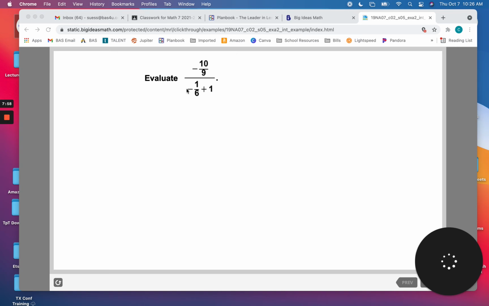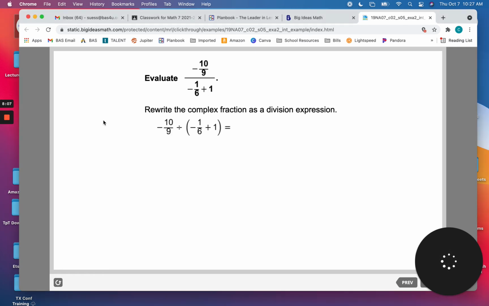Can I go ahead and add 1 plus 1/6, -1/6? Yeah, we could do that. Oh, they rewrote it first. So when you have this giant divide sign, rewrite it horizontally and it looks a little less scary. So you take the top number divided by the bottom expression. Now we need to simplify what's in the parentheses first.